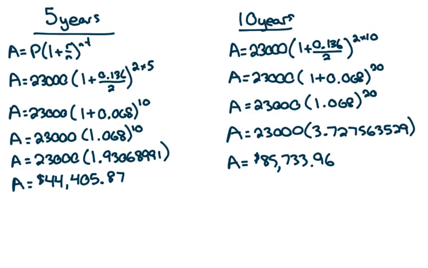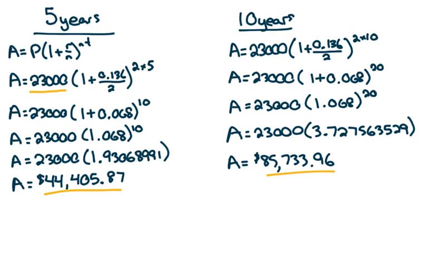So now comparing to Matt's original $23,000. After the first 5 years, it grew to $44,000, growth of $21,000. It was close to doubling. But over those next 5 years, going from 5 to 10, it grew from $44,000 to $85,000. In those 5 years, this investment grew by $41,000. And that's what I mean when I talk about the power of compound interest.